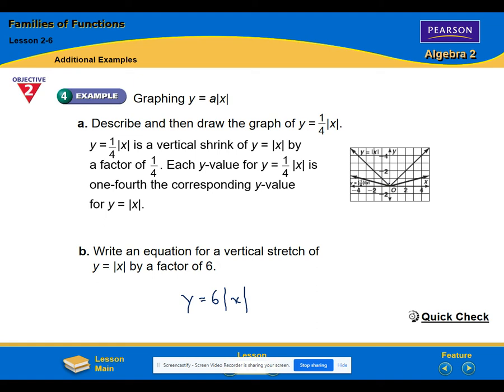It would look like this, right? Let's see, 1, 2, 3, 4, 5, yeah, 6. And then here, 1, 2, 3, 4, 5 would be like that. It would be that steep. Sorry, I can't draw very well straight lines. Hopefully you understand.